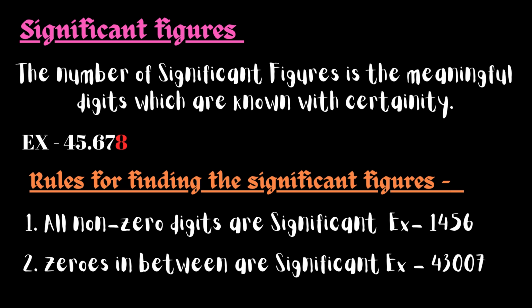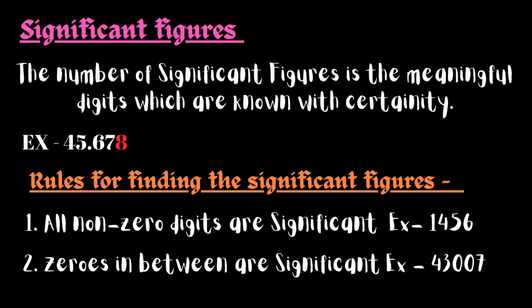If we take an example as 1456, students, here all the digits are non-zero. So all the non-zero digits are significant, and the number of significant digits here is, students, 4. The second rule is, students, zeros in between are significant.